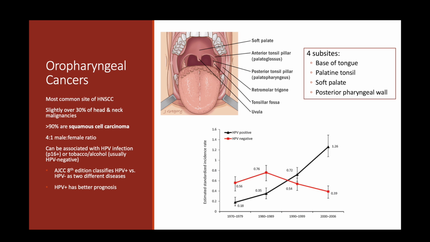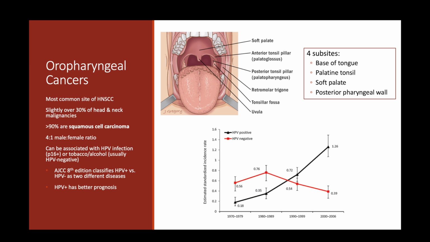So it's everything that's behind the hard palate and behind the circumvallate papillae that are the boundary between the anterior 2/3 of our tongue and the posterior 1/3 of our tongue. So base of tongue, palatine tonsil, soft palate, and posterior pharyngeal wall, 4 different subsites. This is the most common site of head and neck cancers, accounting for slightly more than 30% of head and neck malignancies. Now, over 90% of oropharyngeal cancers are squamous cell carcinomas, and they tend to be predominantly in males with a 4-to-1 male to female ratio.